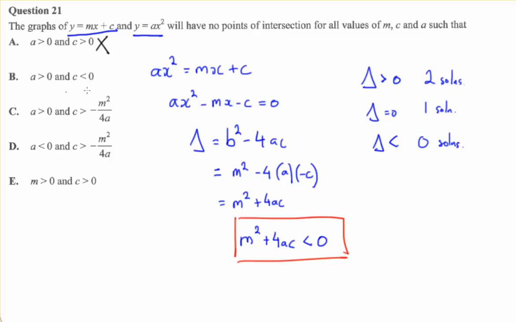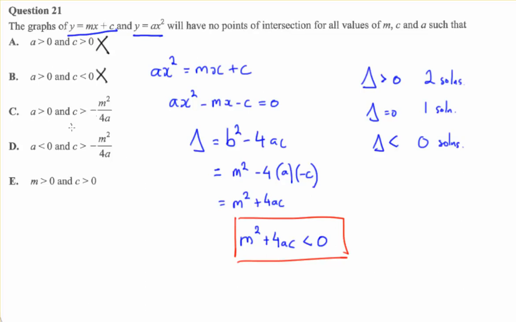Let's look here. Now we have a is greater than 0 and c is less than 0. Well, if a is positive and c is negative, sure, this quantity could be negative. However, this condition doesn't state anything about m. So m could be arbitrarily large. It could be big enough to overweigh that term and give us one or two solutions. So that doesn't work. We have to involve m somehow.